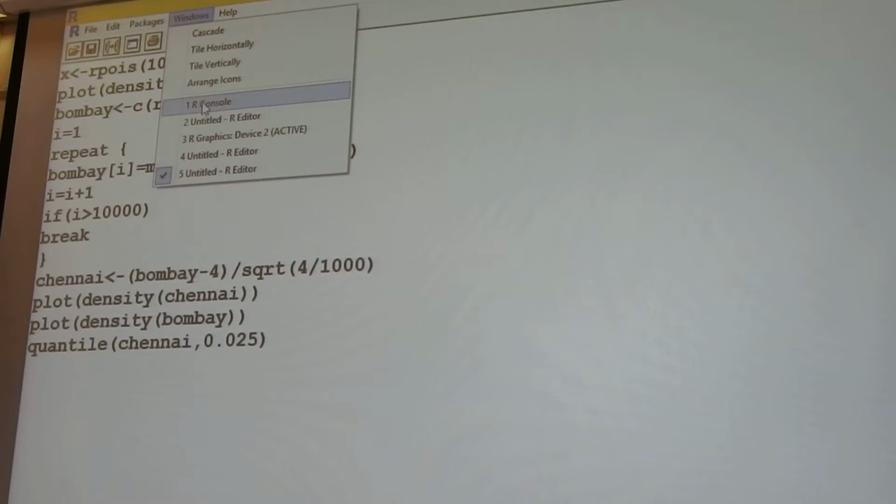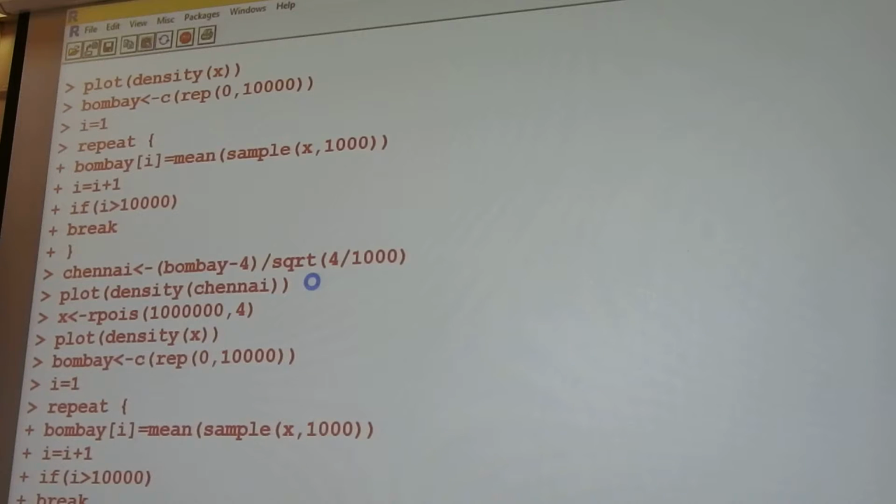Oh, I made a mistake. I should not have run this whole thing. I could have done just the last line. I'm sorry for this computer, because teaching you data science should not be using something this slow.